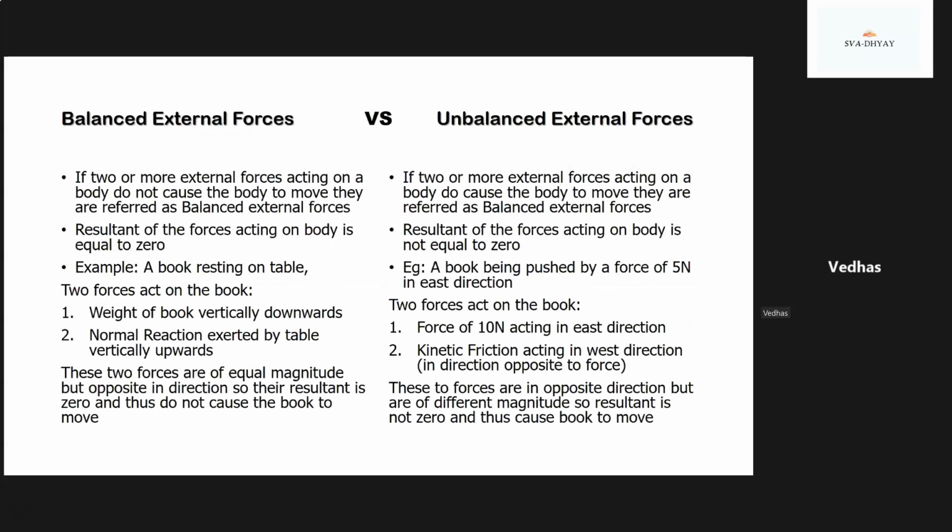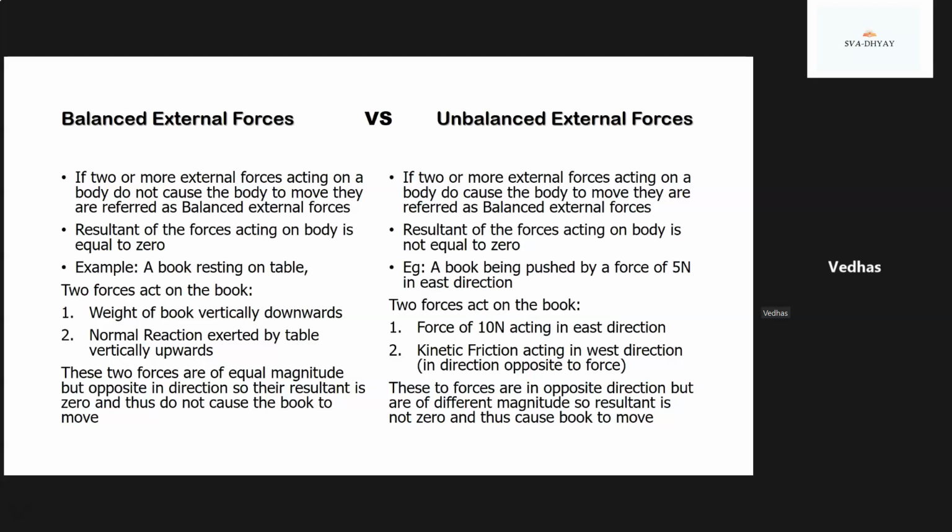Next, we will compare between balanced external forces and unbalanced external forces. If two or more external forces acting on a body do not cause the body to move, they are referred as balanced external forces. Whereas, if two or more external forces acting on a body do cause the body to move, they are referred as unbalanced external forces. Resultant of these forces acting on body is equal to zero. But whereas in unbalanced external forces, resultant of the forces acting on body is not equal to zero.